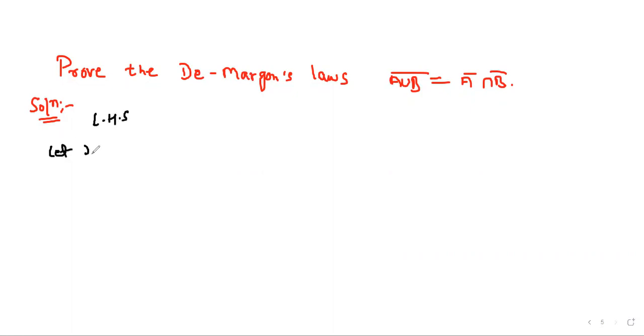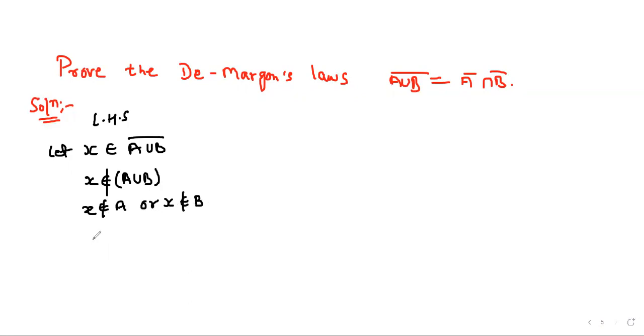Let X belongs to (A union B) complement. (A union B) complement means X does not belong to A union B. X does not belong to A union B means X does not belong to A or X does not belong to B. Therefore, you can say X belongs to A complement and X belongs to B complement.